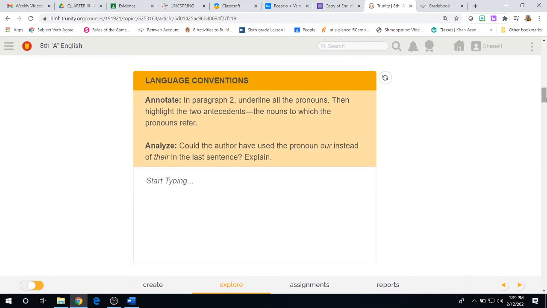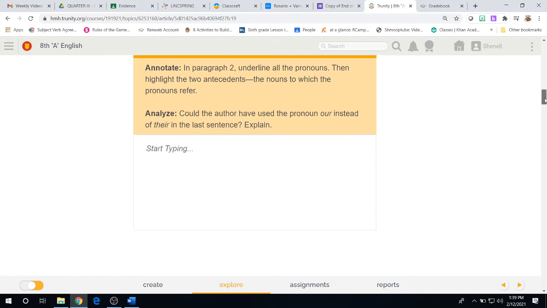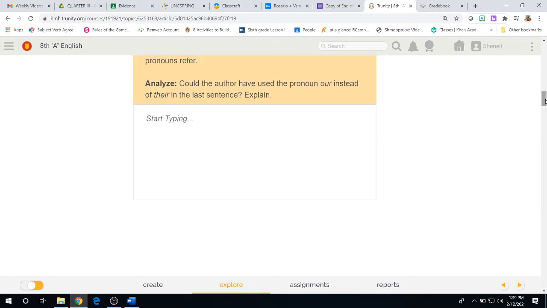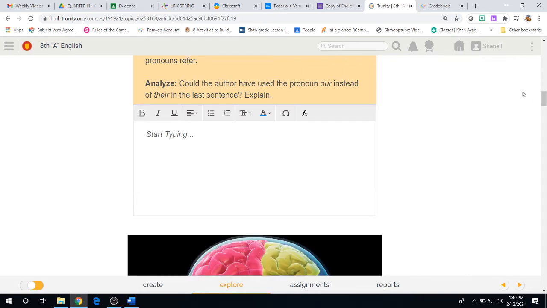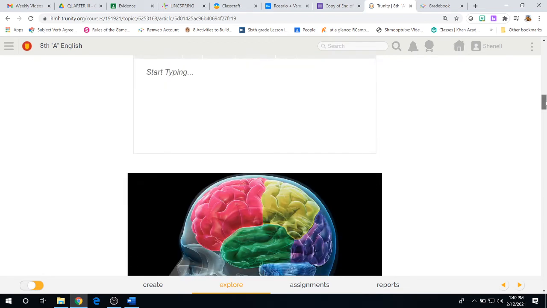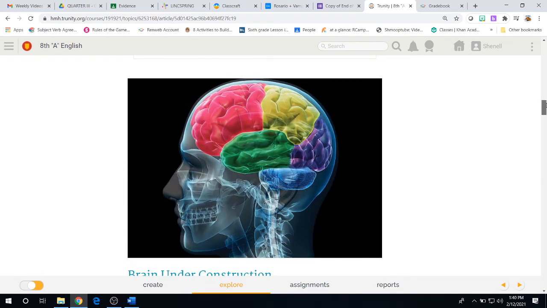Annotate in your textbook paragraph 2 by underlining all the pronouns. Then highlight the 2 antecedents, the nouns to which the pronouns refer. Just like with the example of adolescents and they, that's what you guys are going to be looking for. Then you analyze: could the author have used the pronoun our instead of their in the last sentence, and explain why or why not? Remember to check your spelling, your grammar, and your punctuation.